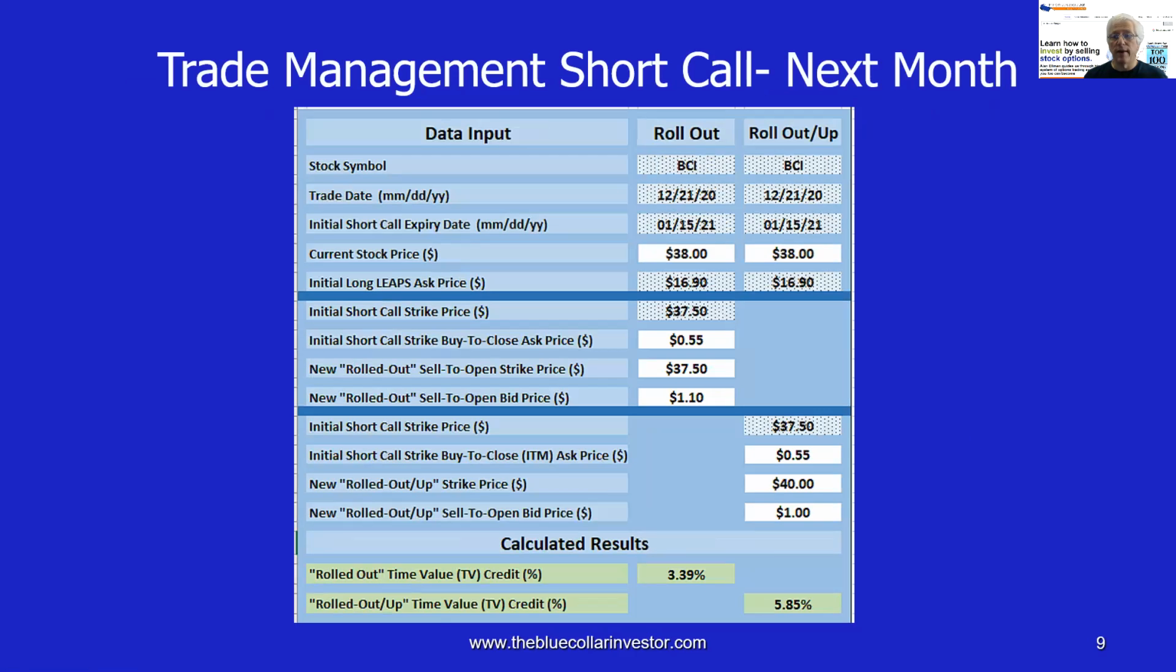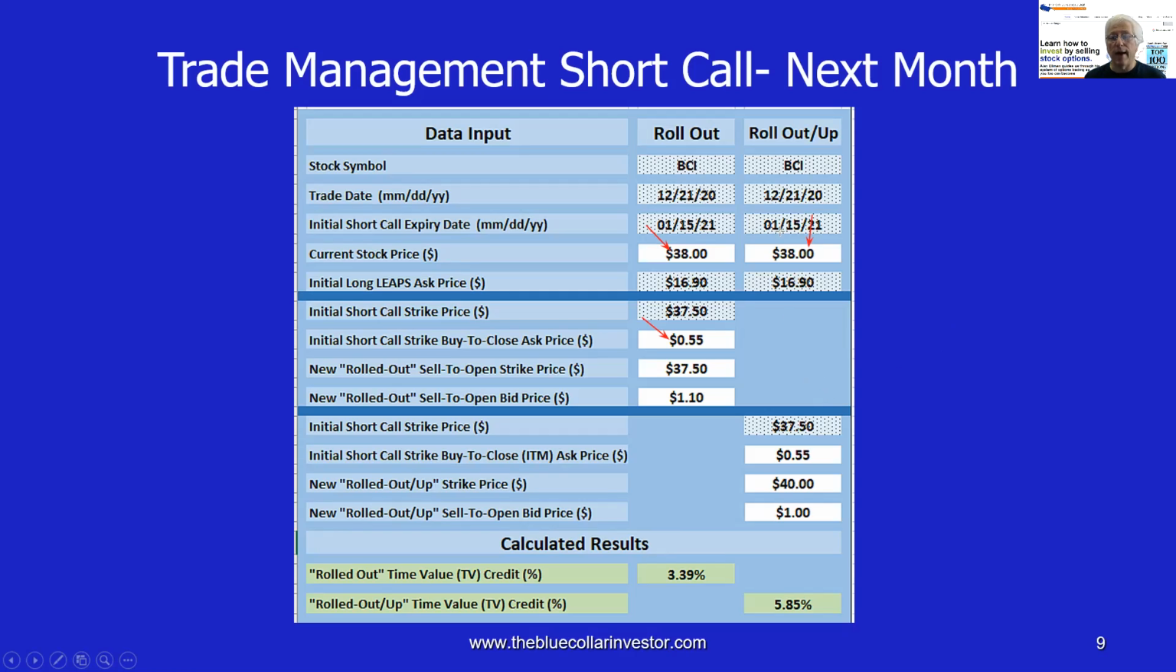All right, let's move on now to the third tab, which is trade management, moving the short call to the next month. Generally, that means rolling the option that is in the money as expiration is approaching. So for this tab, let's go with the assumption now that the price of the stock moved up from 36 and change up to 38, which makes the 37.50 strike in the money. And let's say the cost to close is 55 cents. So intrinsic value of 50 cents plus a few pennies of time value as expiration is approaching.